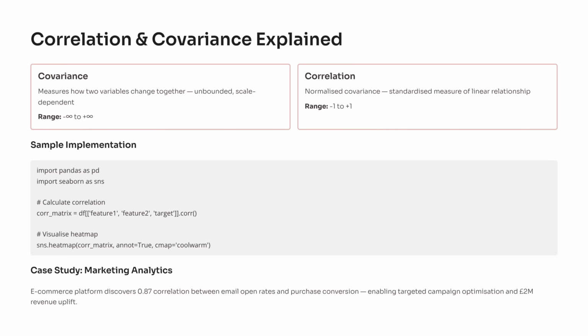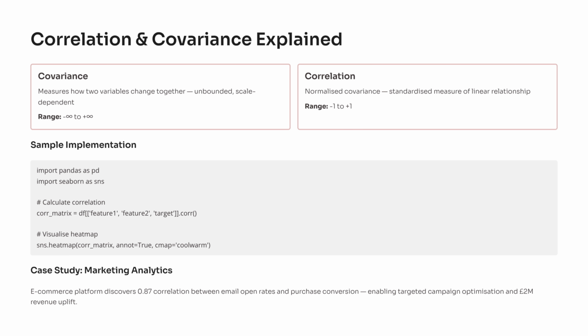Now, let's bring this to a real-world case. Imagine an e-commerce platform finds a correlation of 0.87 between email open rates and purchase conversions. That means the more people open marketing emails, the higher the chances they'll buy. This insight helped the business fine-tune its campaign targeting, leading to over £2 million in additional revenue.